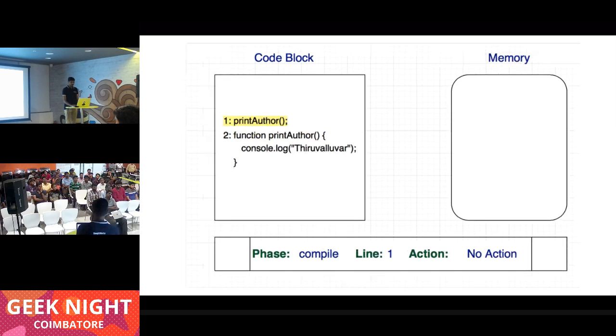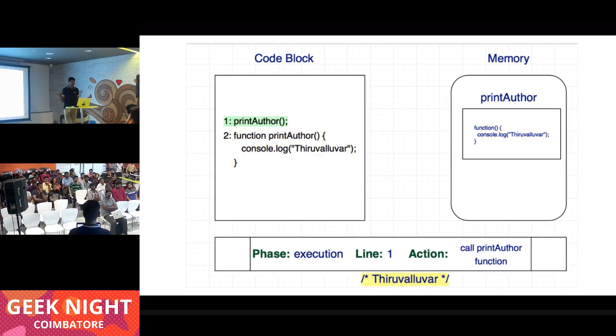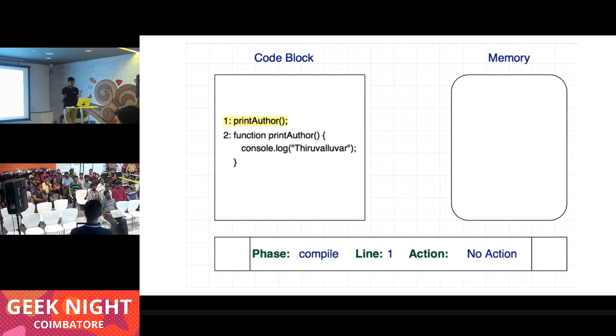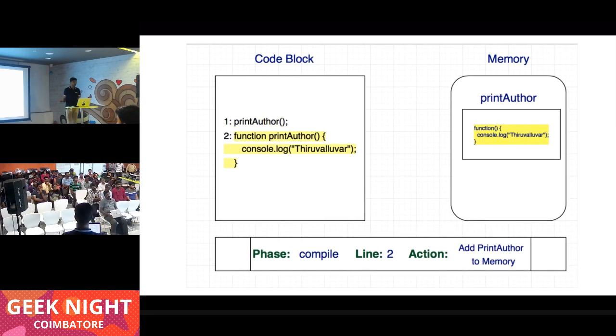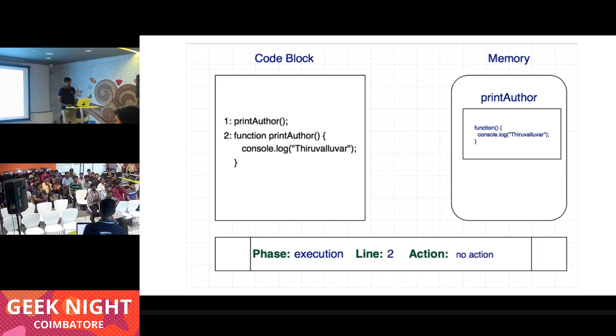Okay, let's go to the second example which we have seen. The same happens for functions. When the function declaration happens, in the first phase it just adds the function into memory, and in the second phase it really executes it. That's why we don't get any error for using a particular variable or function before we declare it. Okay. Any questions on that?